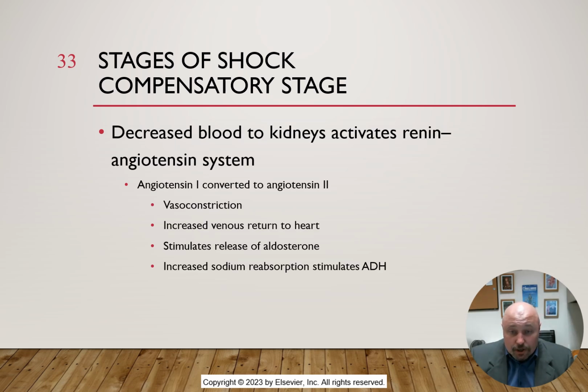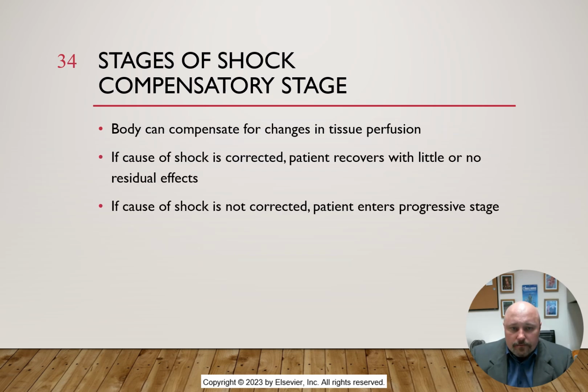Finally, the decreased blood to the kidneys activates the renin-angiotensin system, which results in vasoconstriction, increased venous return to the heart, stimulated the release of aldosterone, and increased sodium reabsorption stimulates the antidiuretic hormone. The body can compensate for changes in tissue perfusion. If the cause of the shock is corrected, the patient can recover with little or no residual effects.